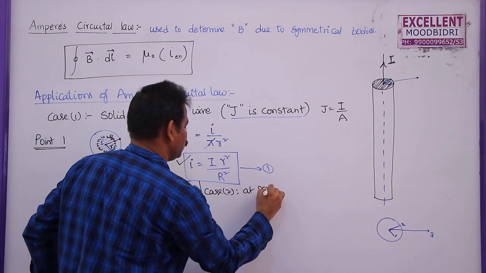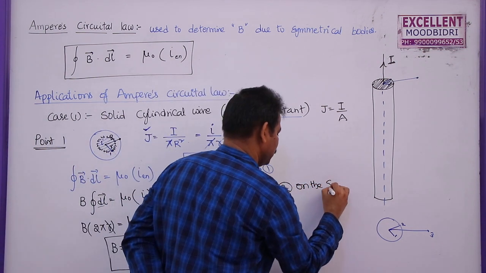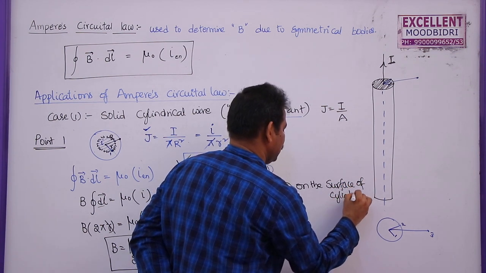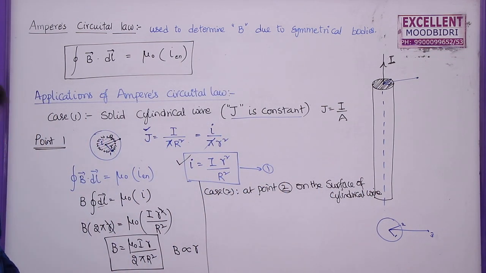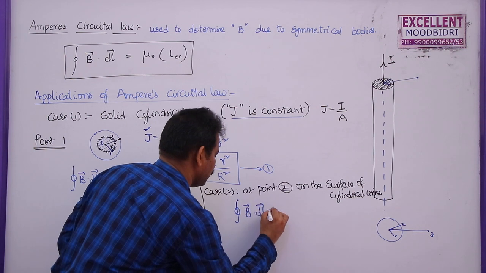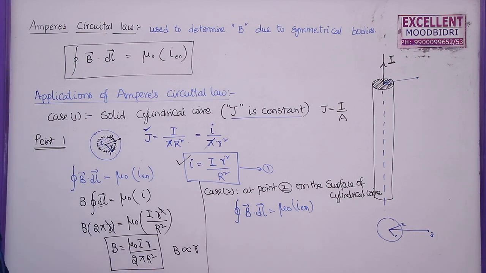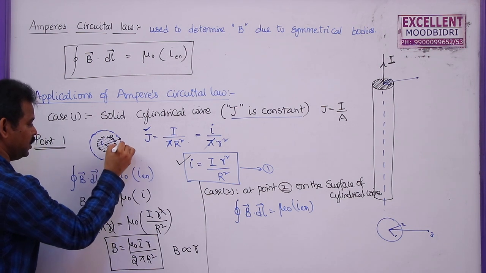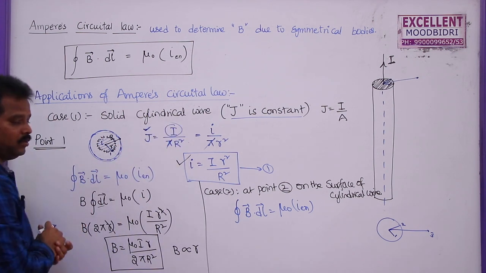Now the second point is on the surface of this one, that is case 2, at point 2, that is on the surface of the cylindrical wire. So here we can write the line integral of B bar dot dl bar is equal to mu naught times the current enclosed within the Ampere's loop. Now this will be the Ampere's loop. The Ampere's loop is the surface of the wire only. So the total current enclosed by this one is nothing but I only.